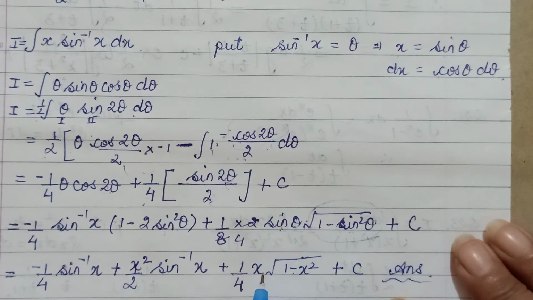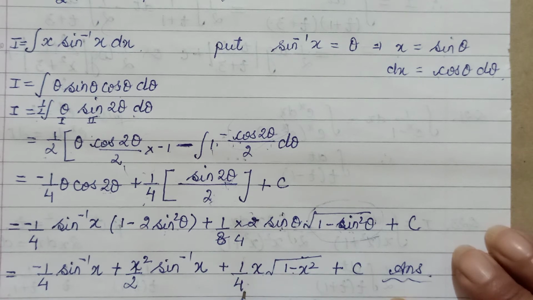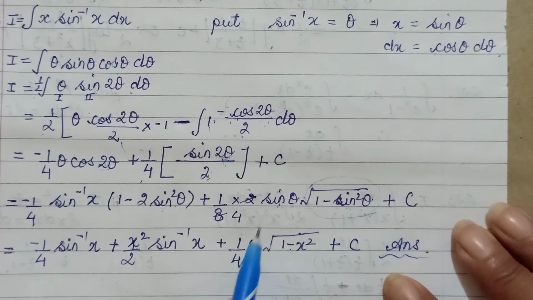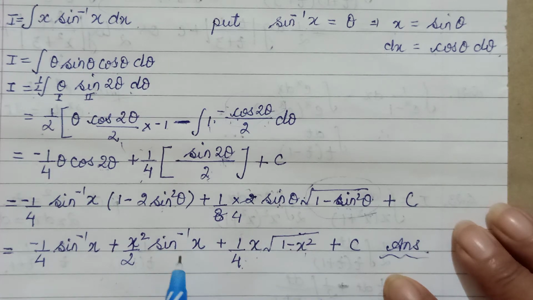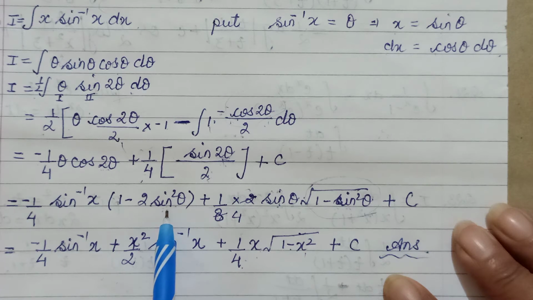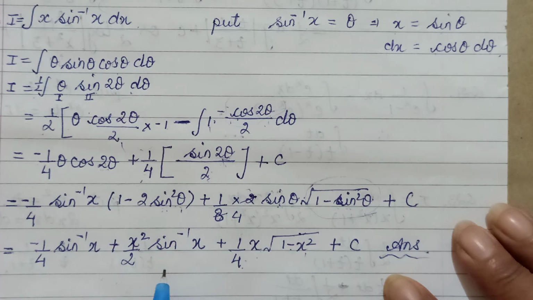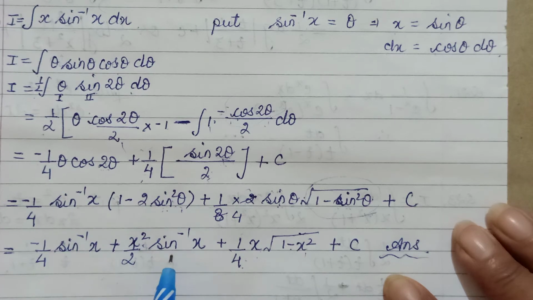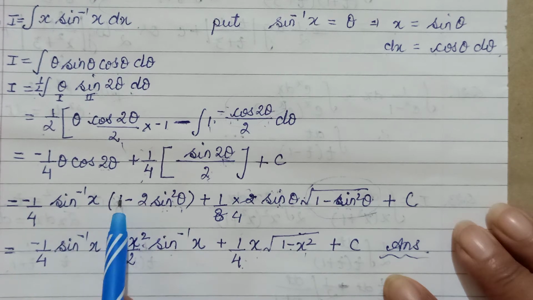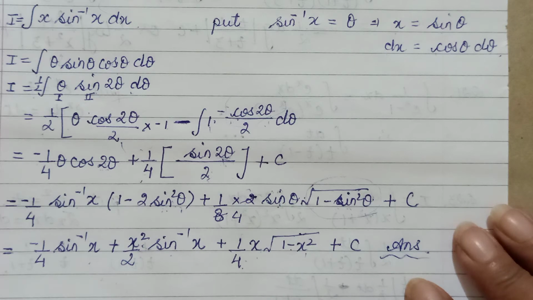So this expression becomes 1 by 4. These 2 and 8 have got cancelled. So 1 by 4 times x times under root of 1 minus x square, and sin theta was x, so that becomes x square, right, and this sin inverse x is getting multiplied inside. That becomes your answer.